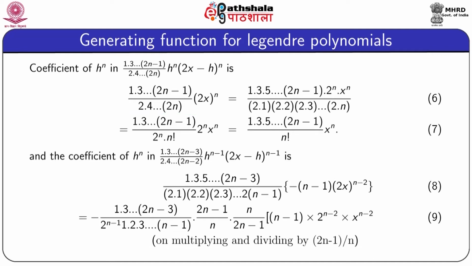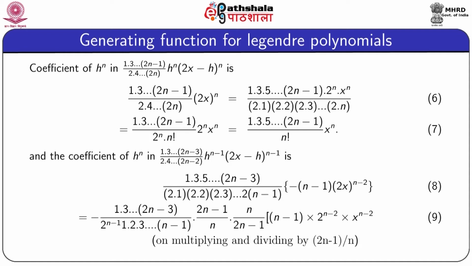What we do now in expression 7 is we take 2 common from each term in the denominator, and if you do that you get expression 8, which is 1 dot 3 dot dot 2 n minus 1 divided by 2 to the power n, because you have taken 2 common from each of the terms in the denominator from expression 7, and divided by n factorial multiplied by 2 to the power n into x to the power n, which after simplification gives the expression 8.